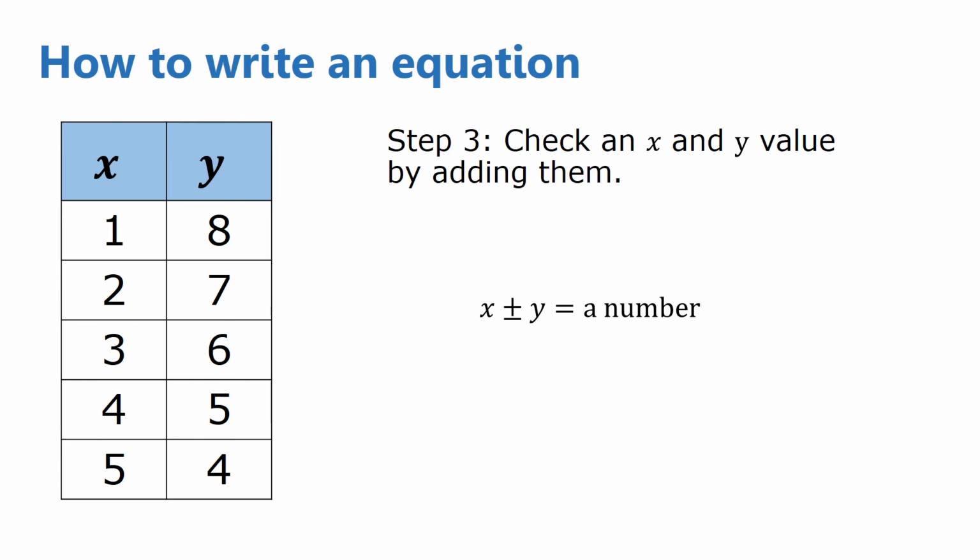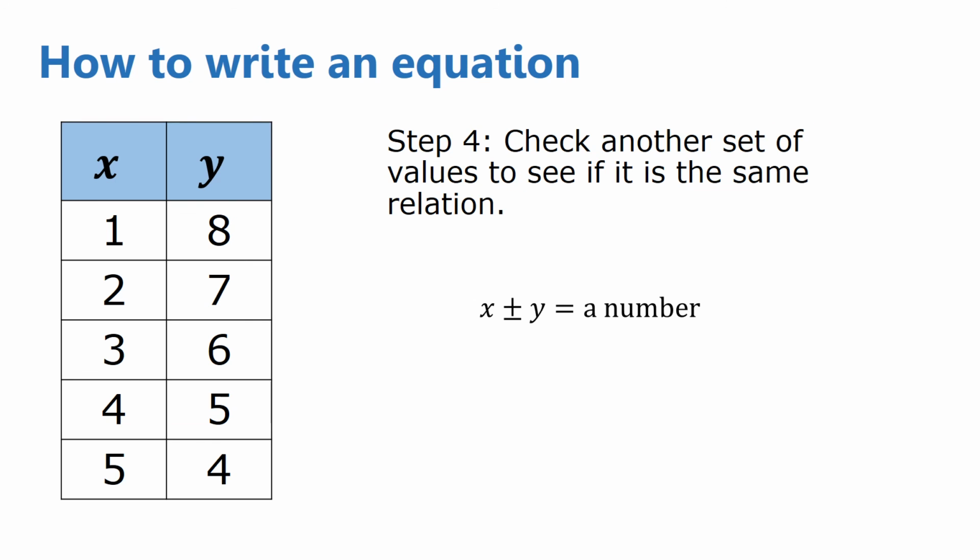Step 3. Check an x and y value by adding them together. Let's take our first row. 1 plus 8 gives us 9. Step 4. Check another set of values to see if the same relation holds. Let's try our second row. 2 plus 7 equals 9. Yes.